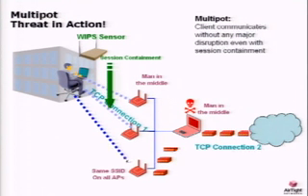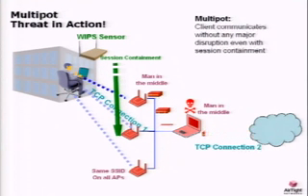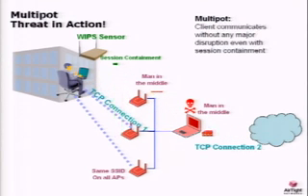So this process continues, and the end effect is that the client communicates without any major disruption, even in the presence of session containment of a wireless intrusion prevention system.